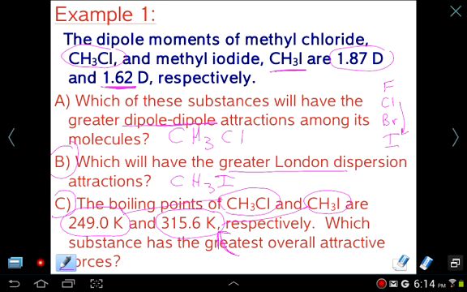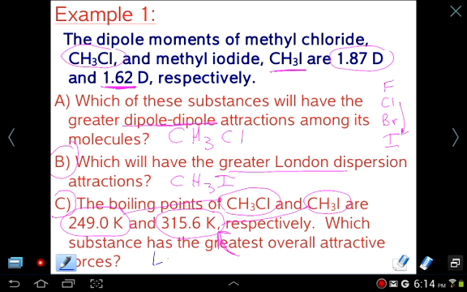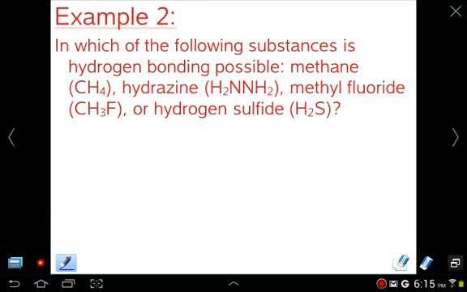So what we can see is that London dispersion forces are more important here. It's essentially due to the fact that iodine is a very big molecule compared to chlorine. That's the idea. Why don't we try another one?